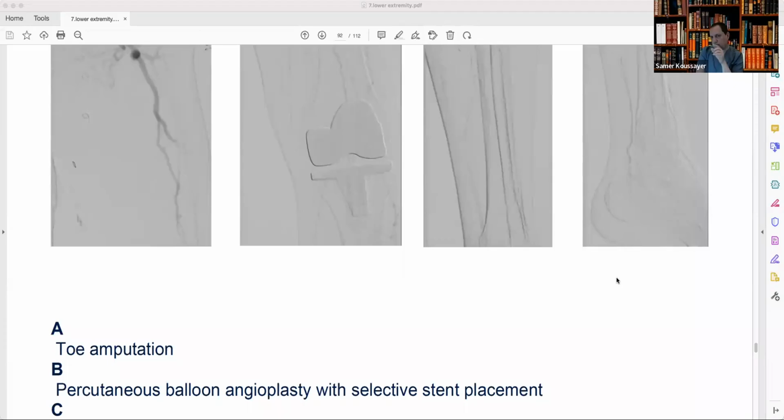I get a Doppler or duplex. Even if you don't see anything on the angiogram, do a Doppler. If you see any flow in the posterior tibial, that means it is open, then you can still do a distal bypass.